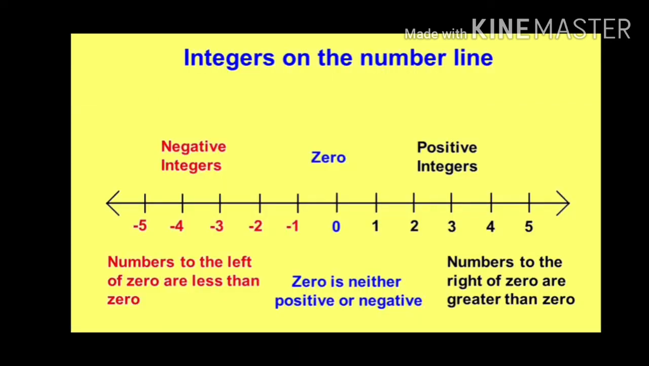Now, integers on the number line. When we represent integers on the number line, we see that all the positive numbers are on the right side of 0 and all the negative numbers are on the left side of 0. Numbers to the right of 0 are greater than 0, so all are positive integers, and all the numbers which are less than 0 are negative. So 0 is neither positive nor negative. 0 is the reference point here. By saying 0 only, we will decide which side is positive and which side is negative.